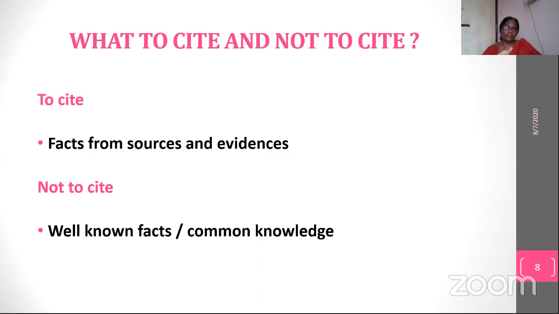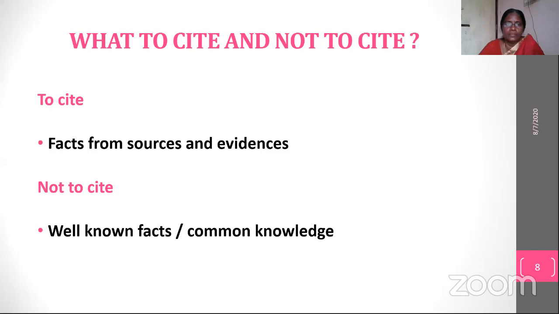For example, India obtained independence in the year 1947. It is an ordinary fact. It is common knowledge. So there is no need for citation or a reference for this case. Suppose it is common knowledge, a well-known fact. There is no need to cite a reference.